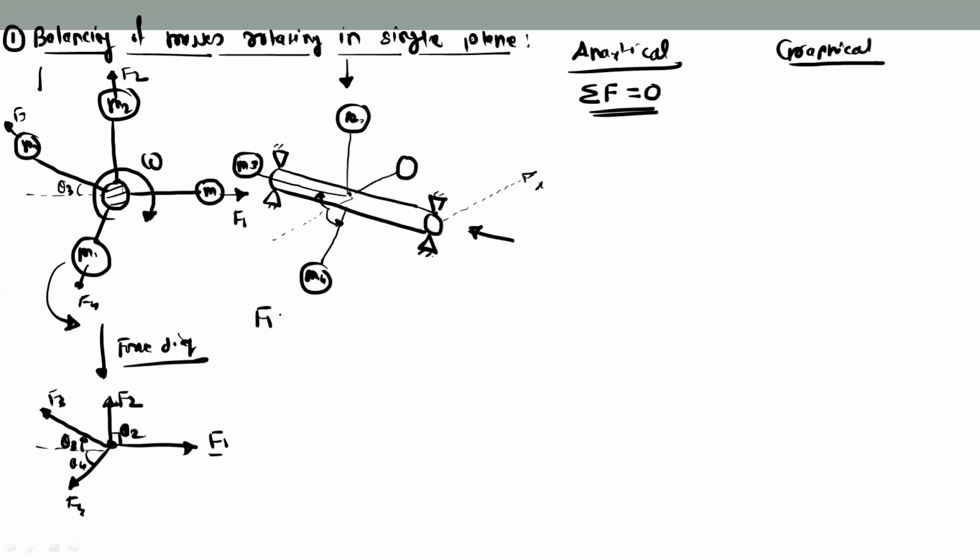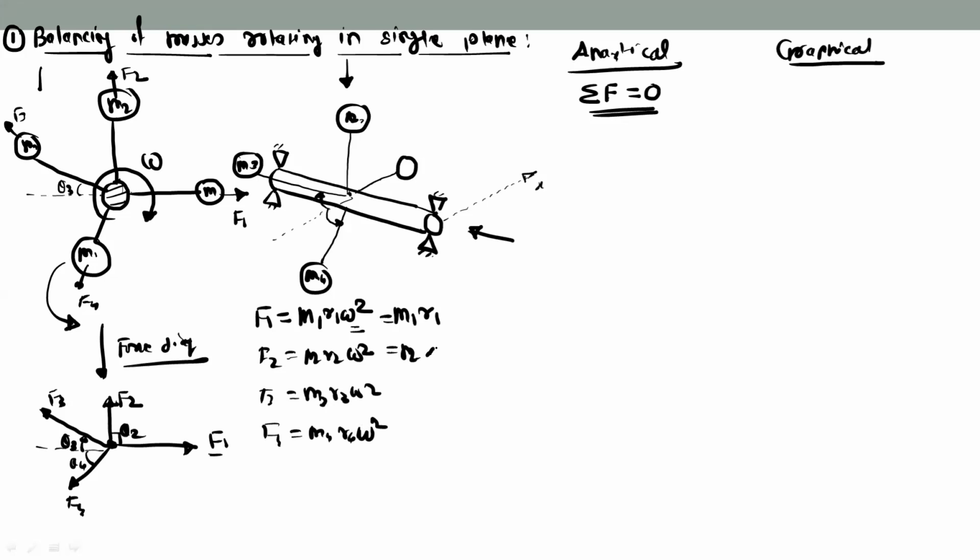Now F1 is equal to m1 r1 omega square. F2 is m2 r2 omega square, F3 is m3 r3 omega square, and F4 is m4 r4 omega square. As omega is constant, we can just write F1 is nothing but m1 into r1. F2 is m2 r2, m3 r3 and m4 r4.